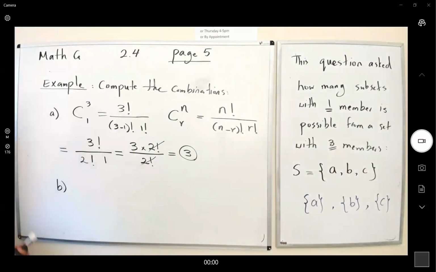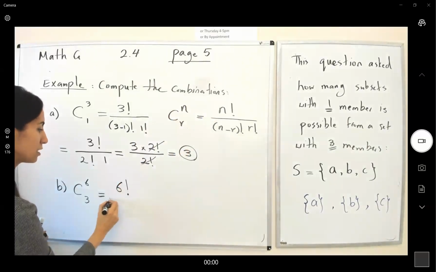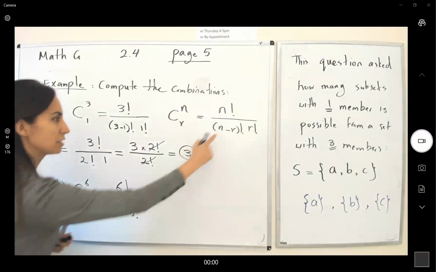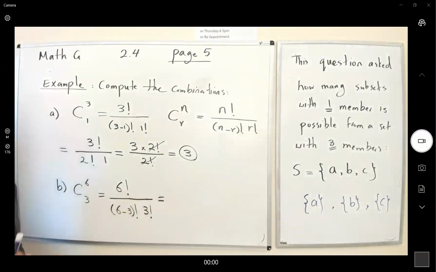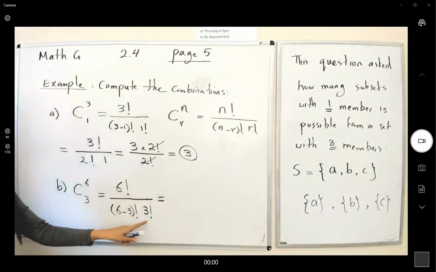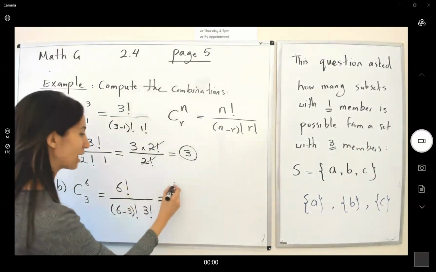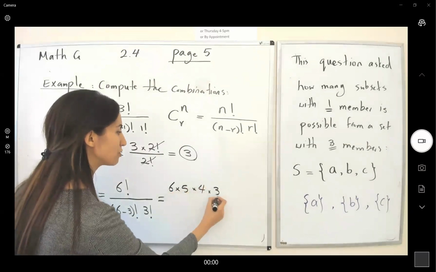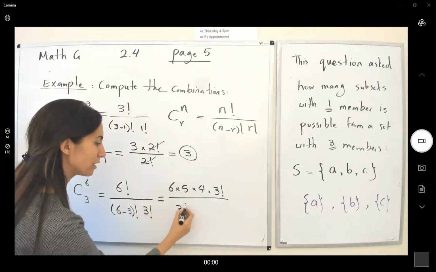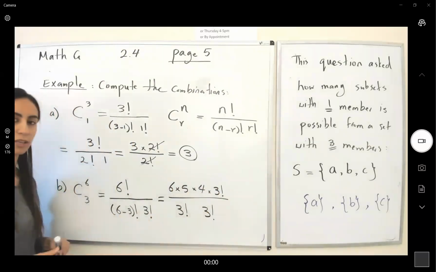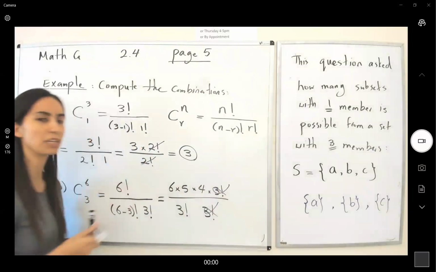Okay, the second one says, hey, what's the combination of 3 objects out of 6 objects? N is 6, R is 3. So you have 6 factorial divided by parentheses 6 minus 3 factorial times, on the denominator, we have 3 factorial. Let us do the computation here. I see a 3 factorial, so I'm going to expand 6 factorial as 6 times 5 times 4 times 3 factorial. Because I have a common factor down here, I want to get rid of this. And 6 minus 3 factorial is also 3 factorial.